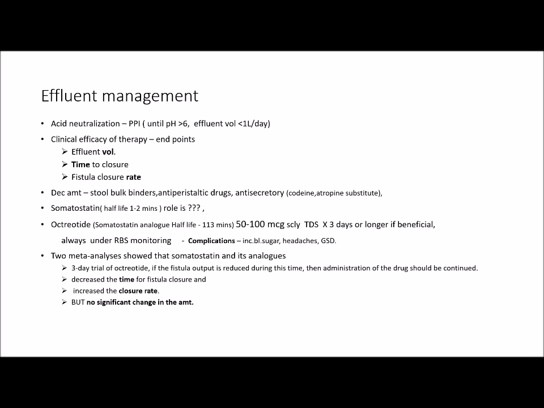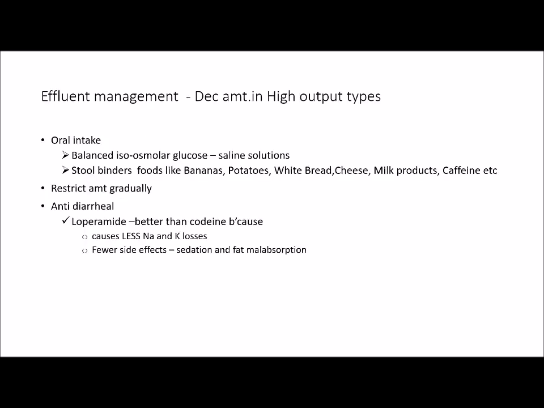That's what we wanted. But look at the last one: no significant change in the amount. So how are you going to judge the efficacy of octreotide? That's the main problem. Because you're looking at the efficacy of octreotide for 72 hours. What are you looking at? The volume of effluent. If that's not going to change significantly, would you or would you not continue the octreotide? You may continue it under the assumption that it's probably going to help for 7 days, 10 days, and then hope for a decreased time for fistula closure and increased closure rate.